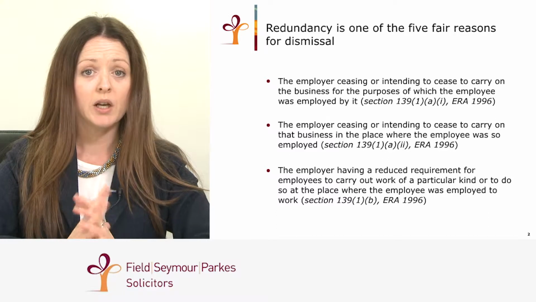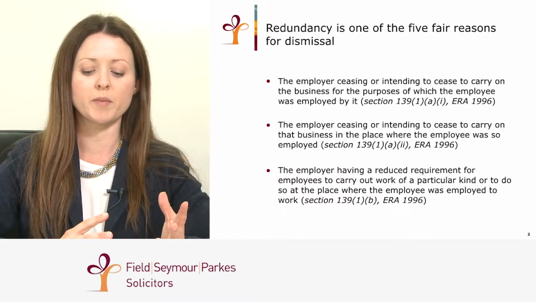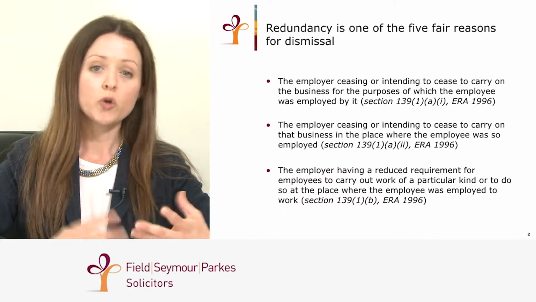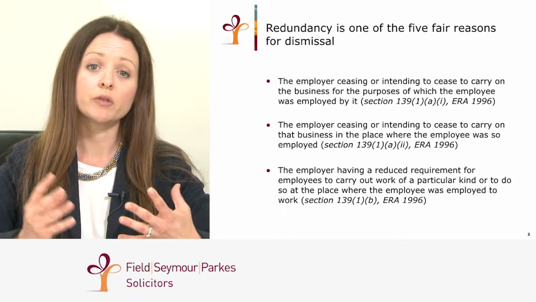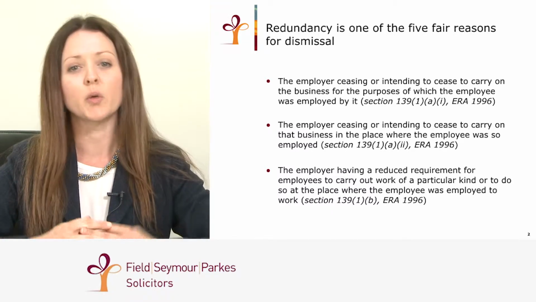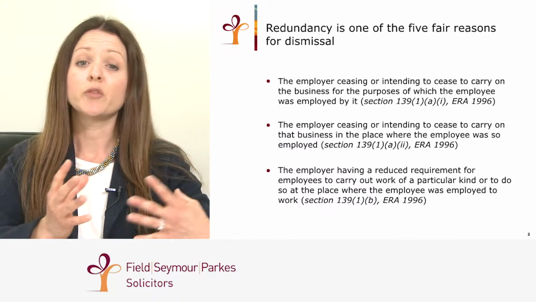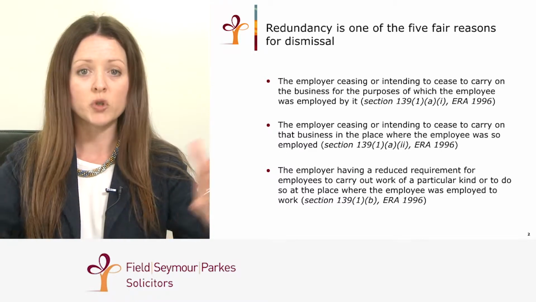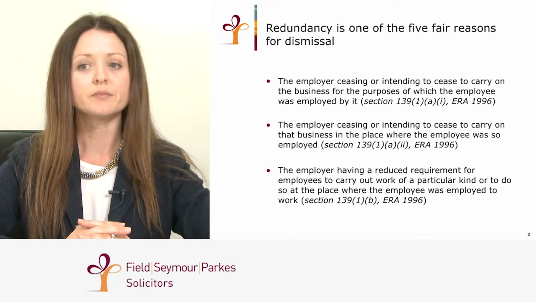The third one, as you can see on your slide, is where the employer has a reduced requirement for employees to carry out work of a particular kind, or to do so at the place where the employee was employed to work. Now that's your reduced requirement for employees. So if you've got, say for example, a department of 20 people, and you only have enough work for 5 of those people, you're going to be looking at reducing those roles in order to be able to just supply those who you do actually have jobs for.